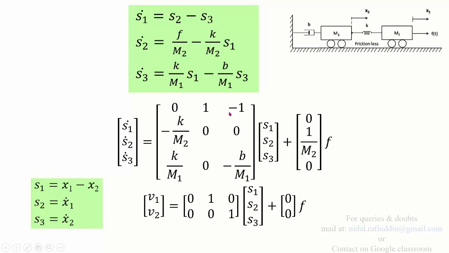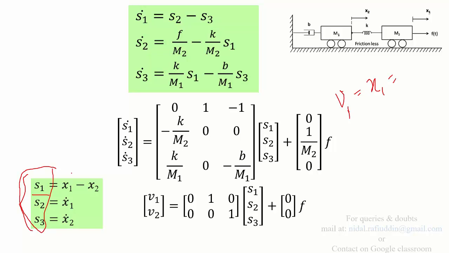And now you will get the idea why this works only for output taken as velocity. The reason is that we have taken v1 in place of y1 here. If you are going to choose displacement x1 as output, since you are choosing the state variable S1 in the form of x1 minus x2, you see that the state variables S1, S2, S3 by no means can be written in terms of x1.